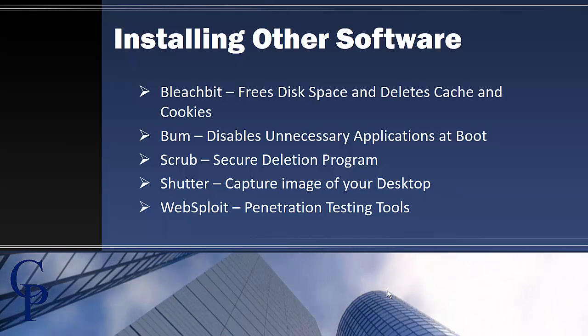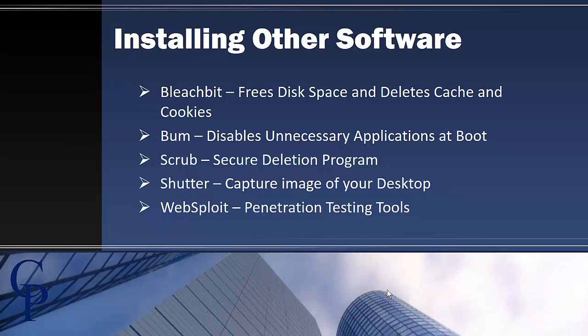BUM is going to disable any unnecessary applications at boot time, so it's going to help the Pi boot a little bit faster. Scrub is a secure deletion program, so if you need to delete files from your Raspberry Pi, this will do it in a secure manner. Shutter can capture an image of your desktop. So if you have something up on the screen and you need to take a screenshot, Shutter does that very well. And then Websploit is also another penetration testing set of tools.